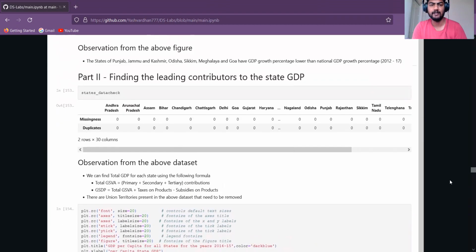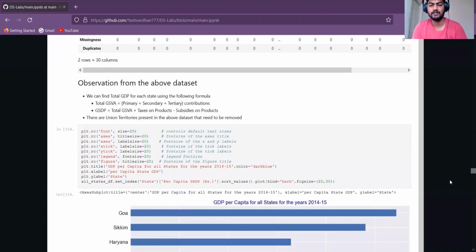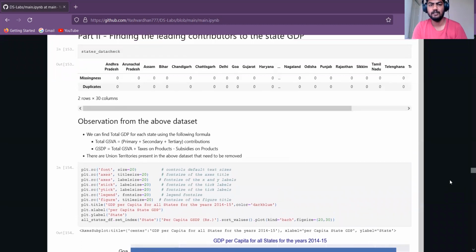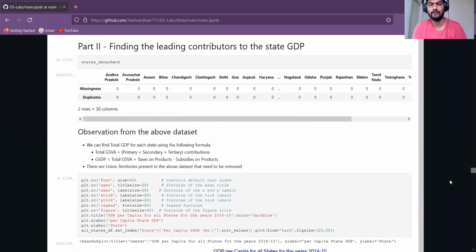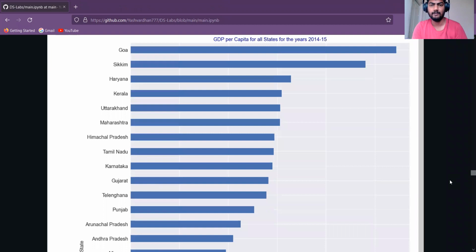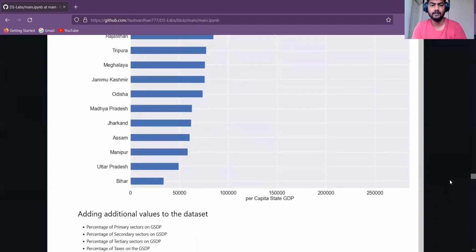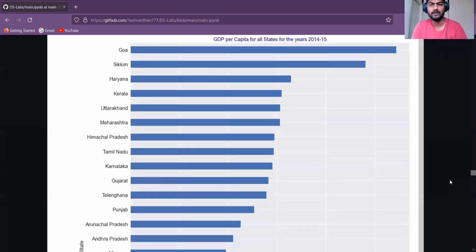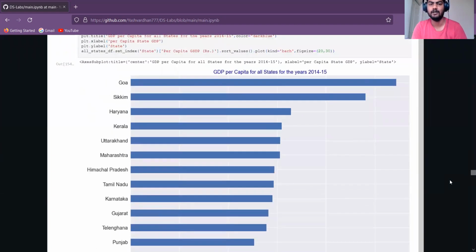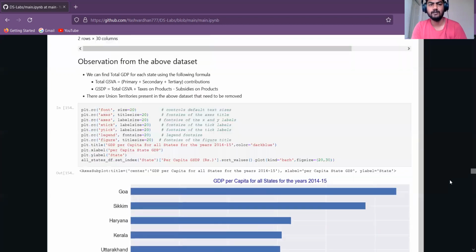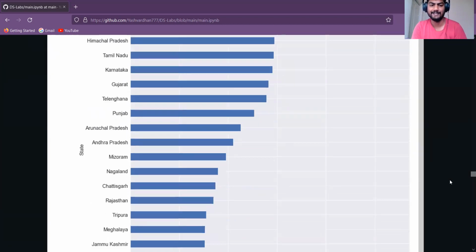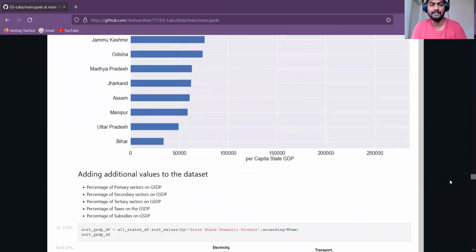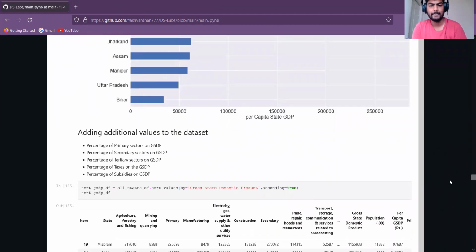And then similarly we use the bar chart to find the leading contributor to the state GDP. We consider the year 2014-2015. This is the bar chart. From the bar chart, it is quite clear that Goa is the major contributor to the state GDP, and Bihar is the least.